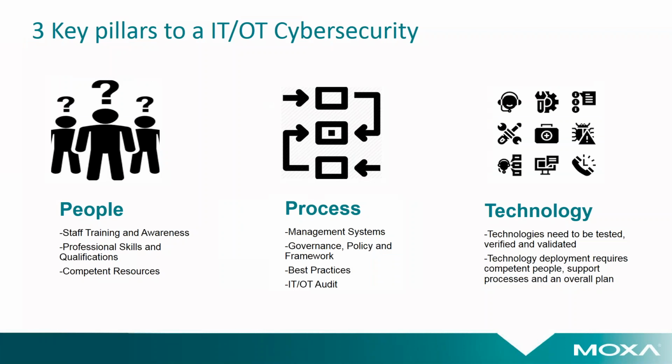So another thing we want to bring up is that cybersecurity is not something you buy or something that you get. It's really considered like a lifestyle or a continuous improvement process that has three main pillars: people, process, and technology. So people, making sure that your staff is trained and aware of the types of threats that could potentially face them, making sure that your staff has the professional skills and qualifications to be able to deploy, manage, and monitor the networks, and making sure you have access to competent resources.